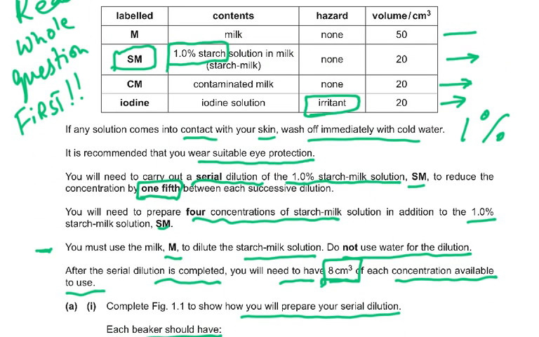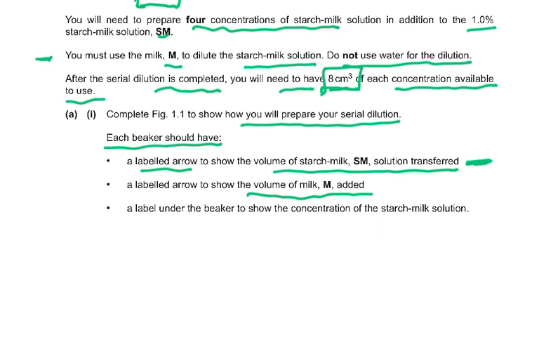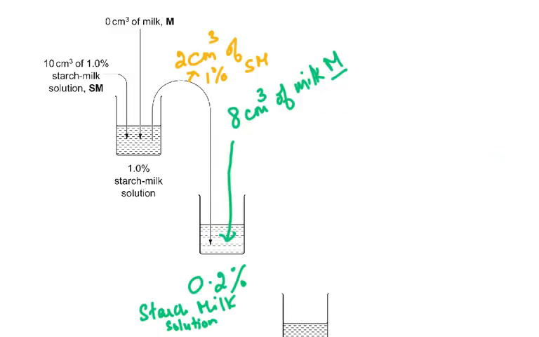M was what? M was the milk. This is the uncontaminated milk, right? So a label under the beaker to show the concentration of the starch milk solution which you have prepared. So volume of starch transferred, volume of M added, and under the beaker we show the concentration. Now, as it was given in the question, you have to dilute it to 1/5. So from 1% it will become 0.2%.